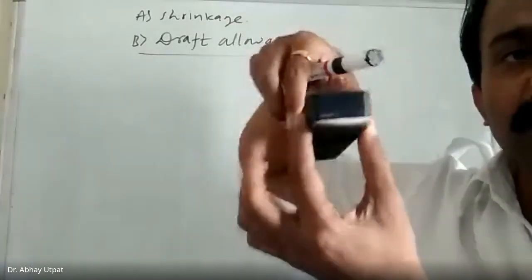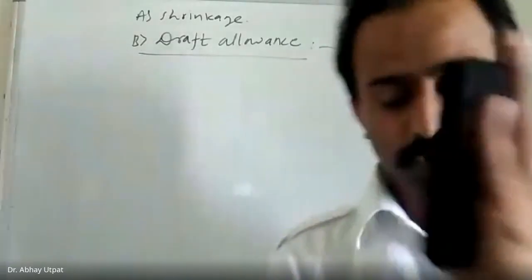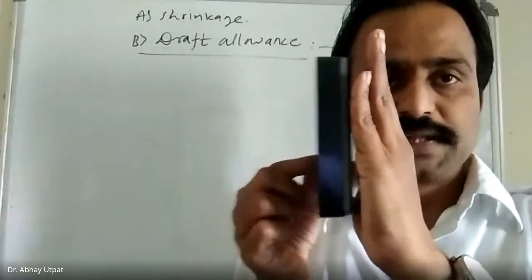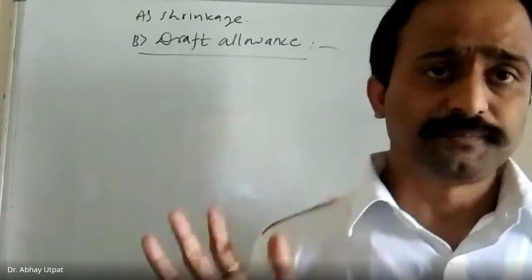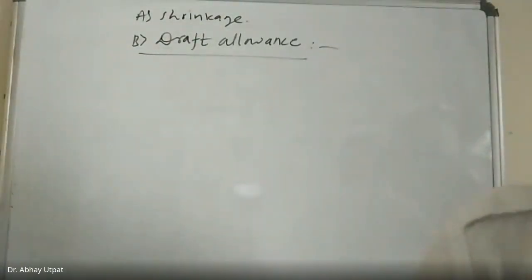So why? Because it has to be removed from the wall. It may be in this way. If this is the mold wall, maybe in this way. When this is open, this part is taken out and it will fall down in the bin. So draft is nothing but the angle. You can write down 2-3 lines for the draft.